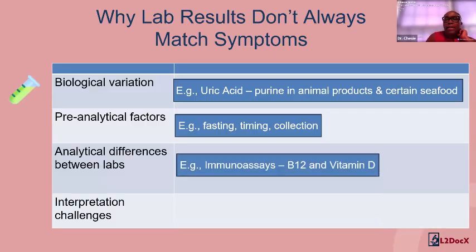The third reason why the lab results don't always match is analytical differences between labs. Let's say there's lab A that is right next to your house, and your doctor wants you to do a B12 test or a vitamin D test. B12 and vitamin D are mostly performed with immunoassays. Because immunoassay is a cheap test, other labs that can afford the mass spec tend to do vitamin D on mass spec. But for the most part, most labs do B12 and vitamin D with immunoassays.